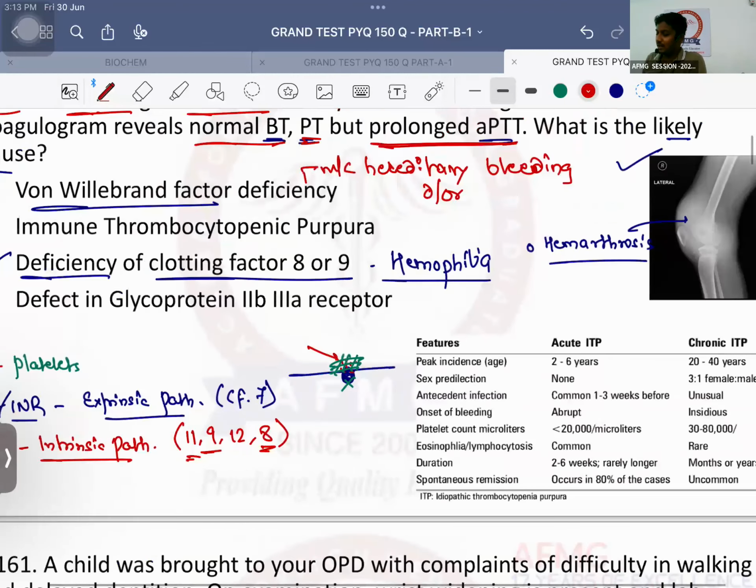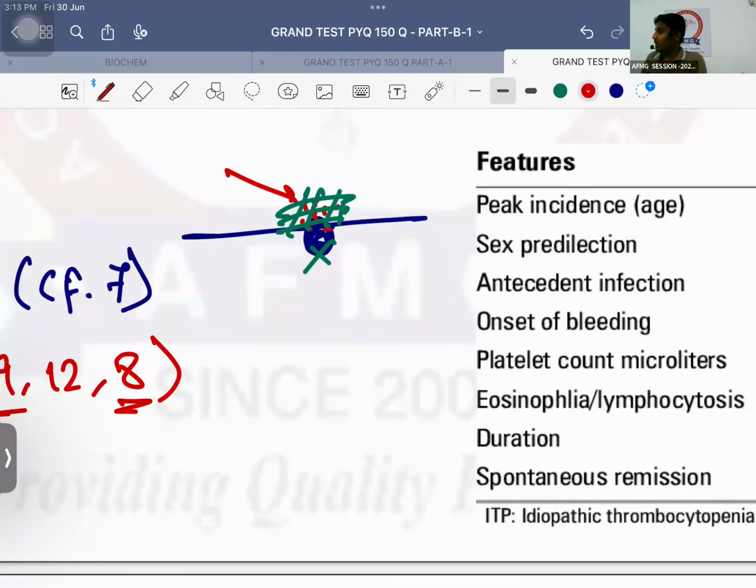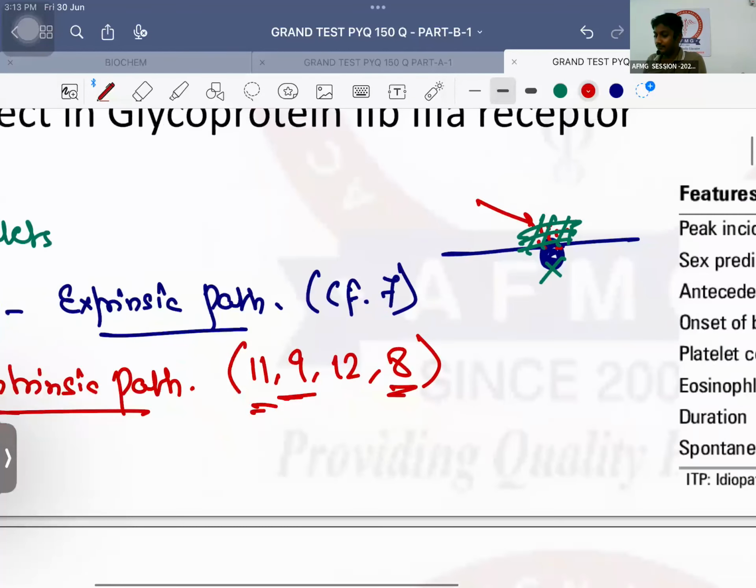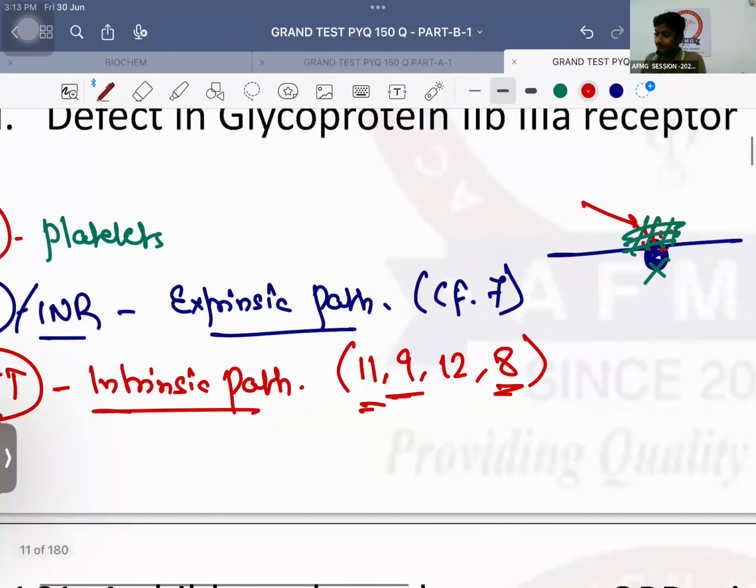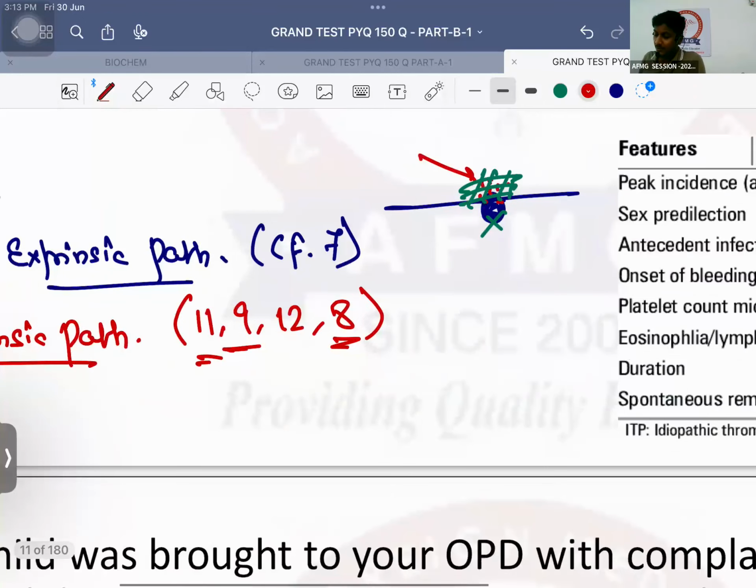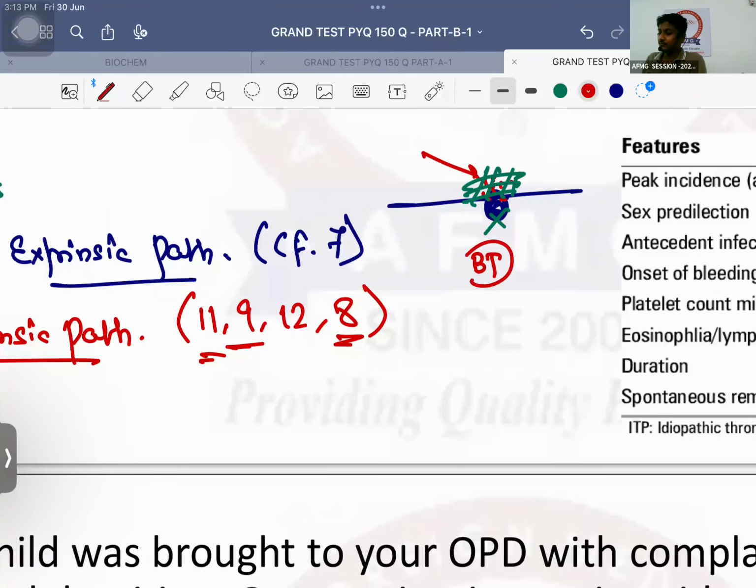Now, in cases of von Willebrand disease, can anybody tell me which time will be prolonged out of these three? BT will be prolonged. Why BT will be prolonged? Because platelet aggregation will not happen. So platelets are not able to aggregate, that means therefore the bleeding time will be prolonged. Apart from that, bleeding time will also be prolonged in thrombocytopenia. Bleeding time will be prolonged in Glanzmann thrombasthenia, Bernard-Soulier syndrome, and Wiskott-Aldrich syndrome, all three.